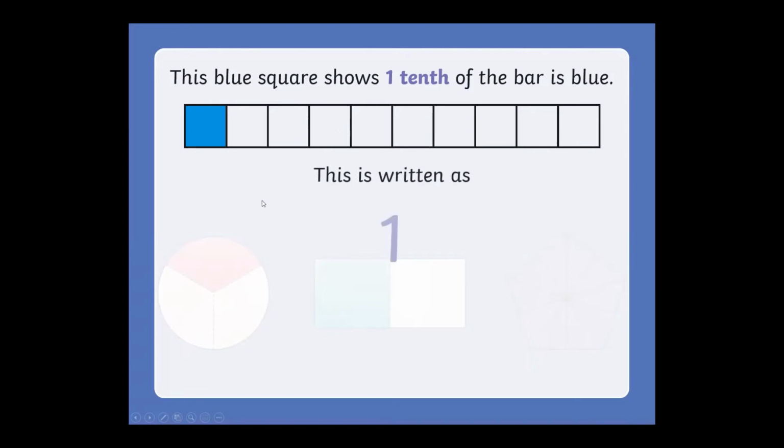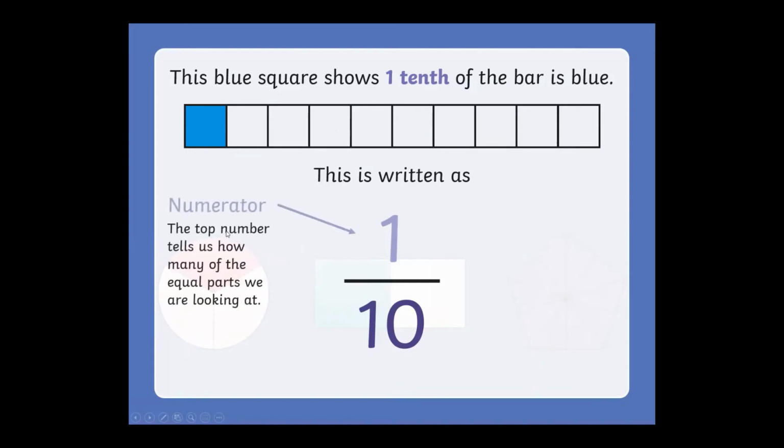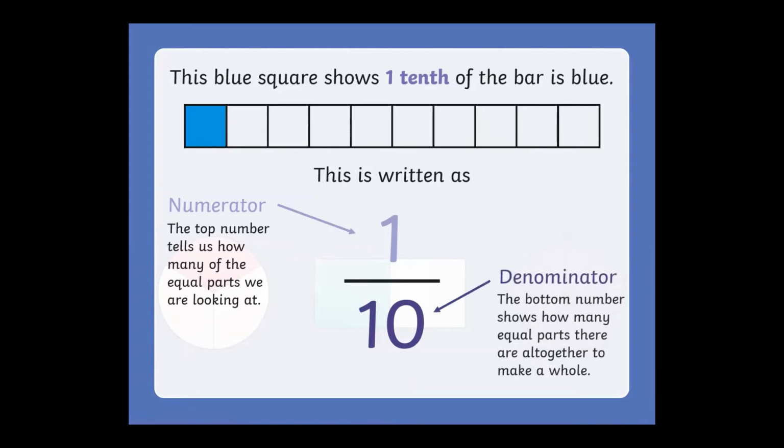So this is written as 1/10 because our whole is 10 and our part is only 1. The numerator is the top number, and that tells us how many of the equal parts we're looking at. The bottom number is the denominator, and this shows how many equal parts there are altogether.